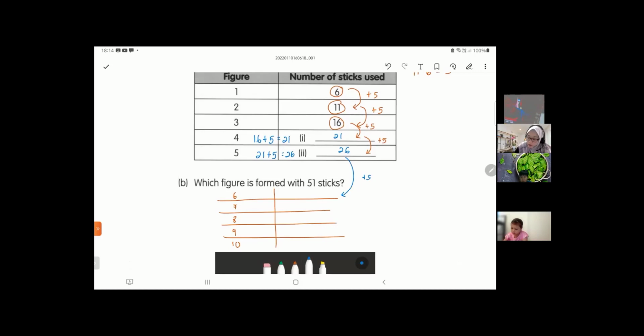So 26 plus 5, 31. Then plus another 5 will be 36. And then you plus another 5 will be 41. And plus another 5 will be 46. And then you plus another 5 will be 51. And then you see, I see the 51 already, right? Which figure is that? Figure number 10. So for part B, the answer is figure 10. All right, okay?